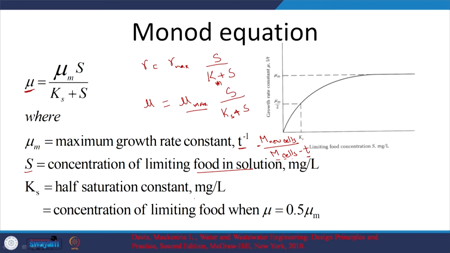Okay, half saturation constant: the concentration of limiting food when mu is equal to 0.5 mu max. That is something you can plug in and see here. Mu is equal to mu max into S by Ks plus S. Again, why is this important? I want to know how cells, or the microbes, are growing. This is what will give me an idea about how the microbes are growing.